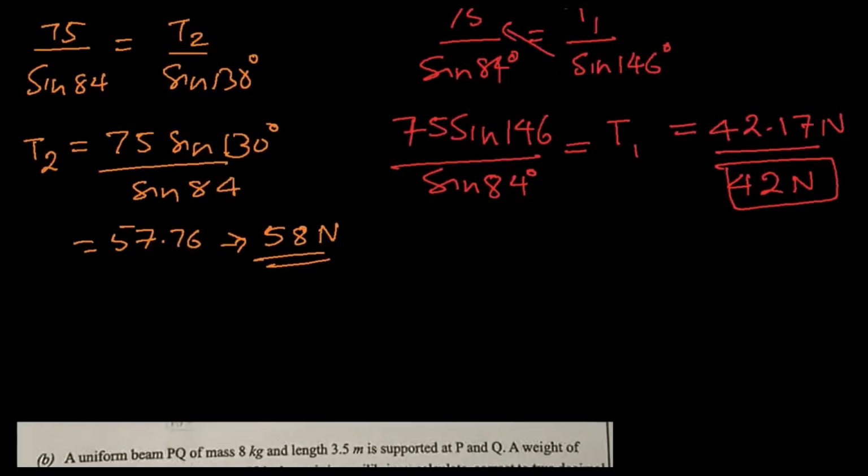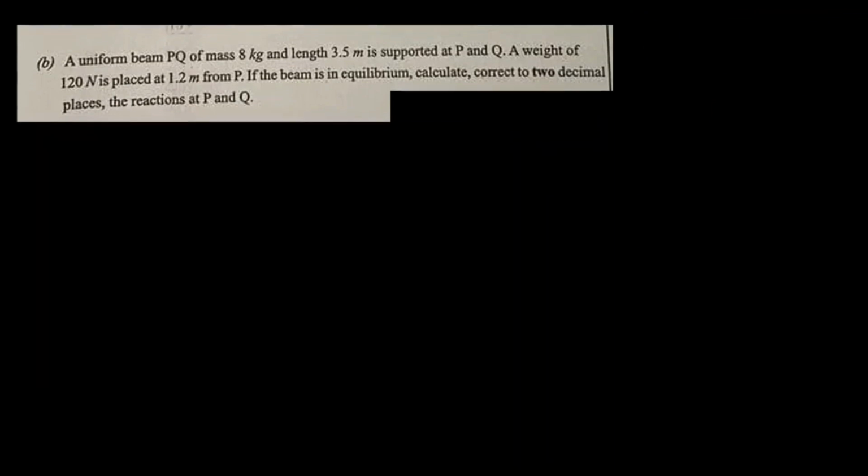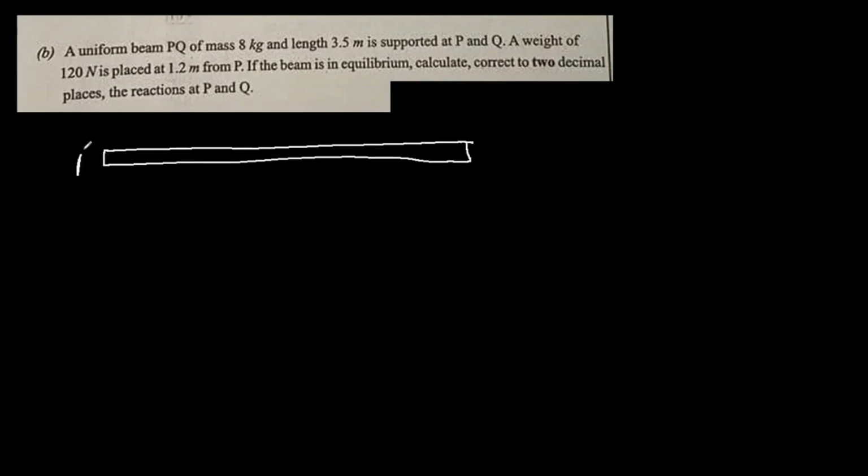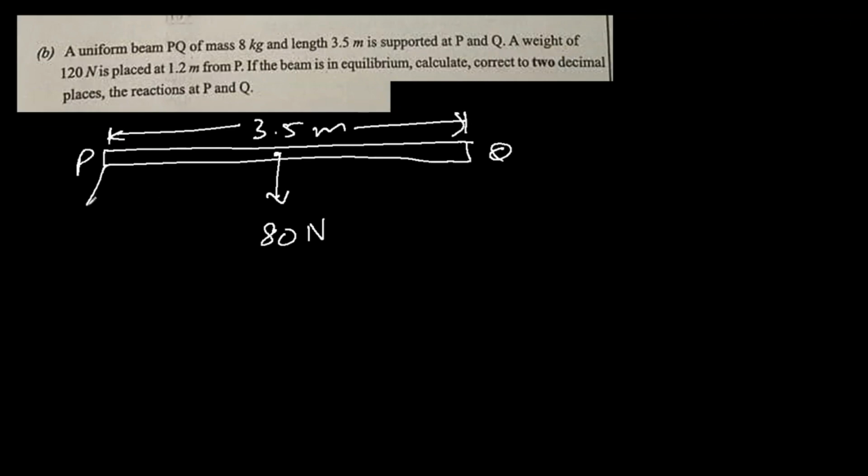Let's move on to the B part. A uniform beam PQ of mass 8 kg. Alright, this is the beam which is PQ, mass is 8 kg, that means from the center there will be a weight of 80 Newton downwards, and length 3.5 meters. The whole length from here to here is 3.5 meters. It's supported at P and Q. Okay, so it's supported here, P and Q both.